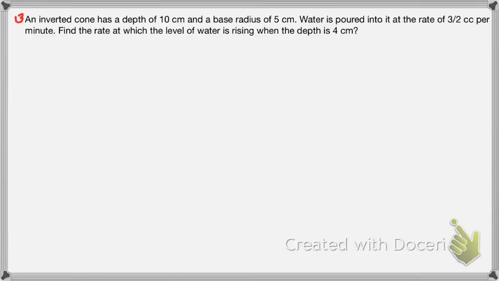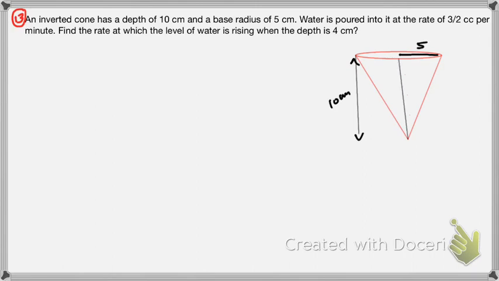The next question. An inverted cone has a depth of 10 centimeters and a base radius of 5 centimeters. So I'm going to draw a cone like that. I have a cone and I marked the radius as 5 and the height as 10 centimeters. Now they say water is being poured into this at the rate of 3 by 2 cubic centimeters per minute. Find the rate at which the level of the water is rising when the depth is 4 centimeters.